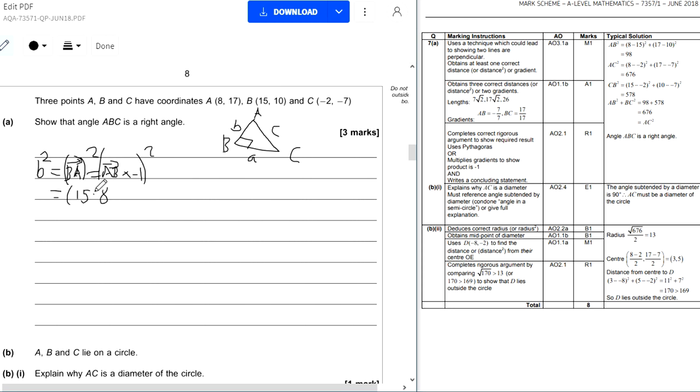15 minus 8 squared plus 10 minus 17 squared. Make sure that if you're starting from one point and you take away the other, you do it for both coordinates, otherwise you'll get a wrong answer. So that's going to give us some value. Let's just quickly do it. So that's going to give us 98.